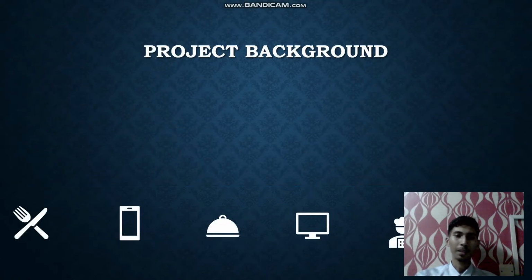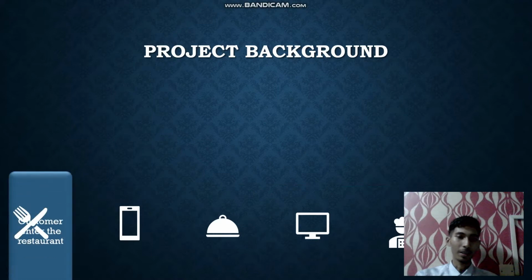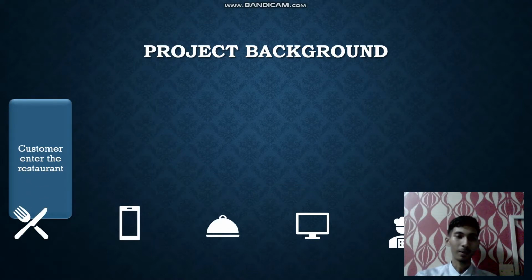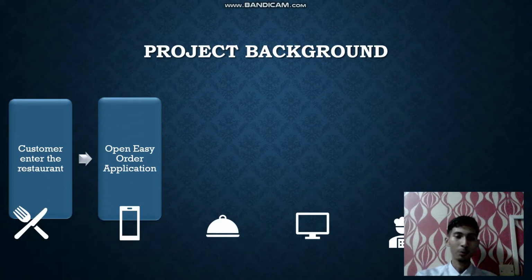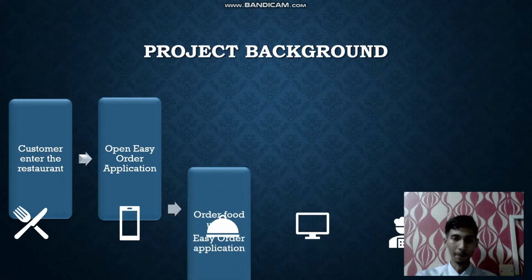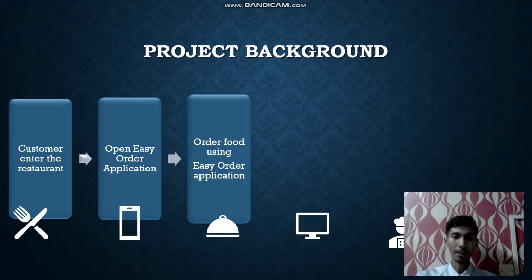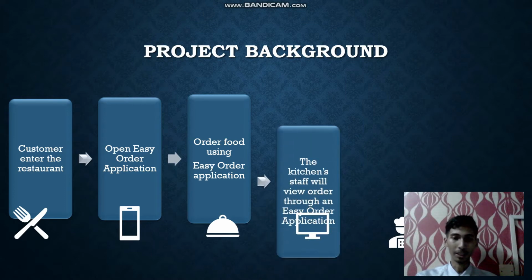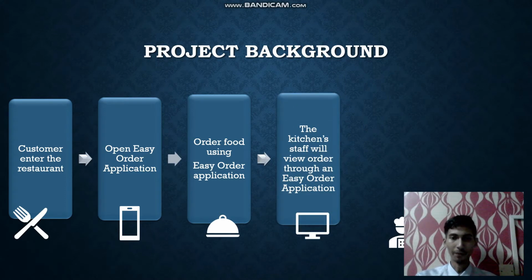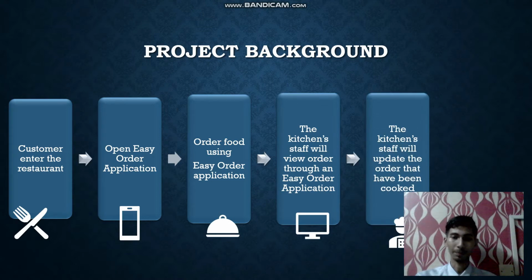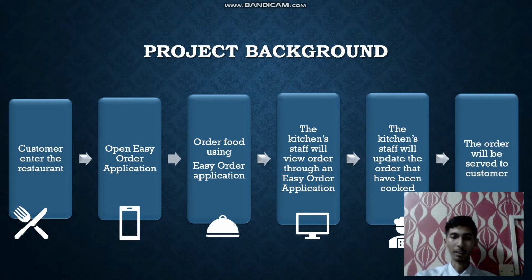For the project background, the customer will enter the restaurant. After that, they will open the Easy Order application installed on their phone. Then they will order the food using the application, and the kitchen staff will view the order through the Easy Order application. The kitchen staff will update the order that has been cooked, and the order will be served to the customer.